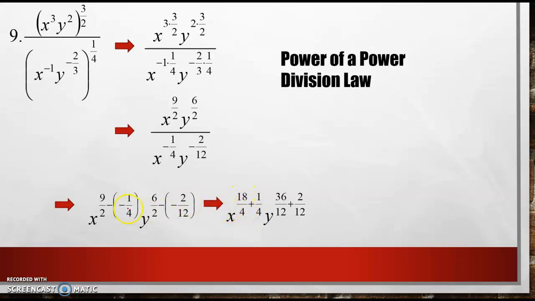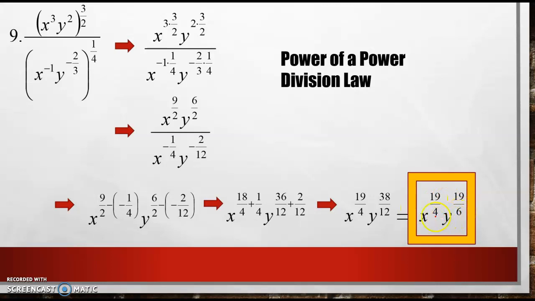And then what happened here? It becomes 18 over 4. So I made them equivalent fractions. Okay, so I look for the common denominator. 18 over 4 plus 1/4, and then 36 over 12 plus 2 over 12. Okay, next is I added them and then simplified. So 38 over 12 can still be simplified, that is why 19 over 6. Therefore, the final answer is x to the power of 19 over 4, y raised to the power of 19 over 6.